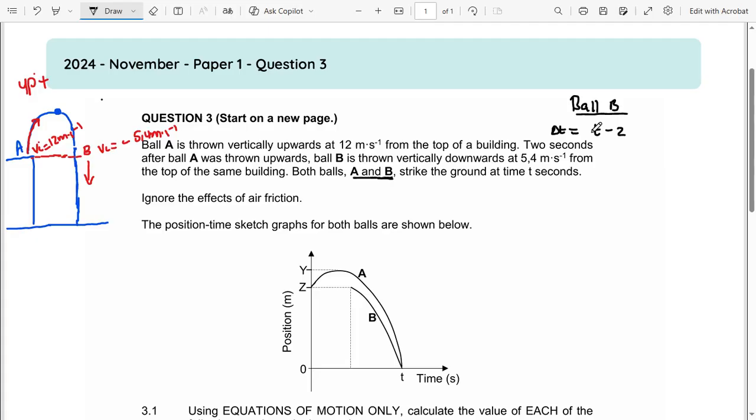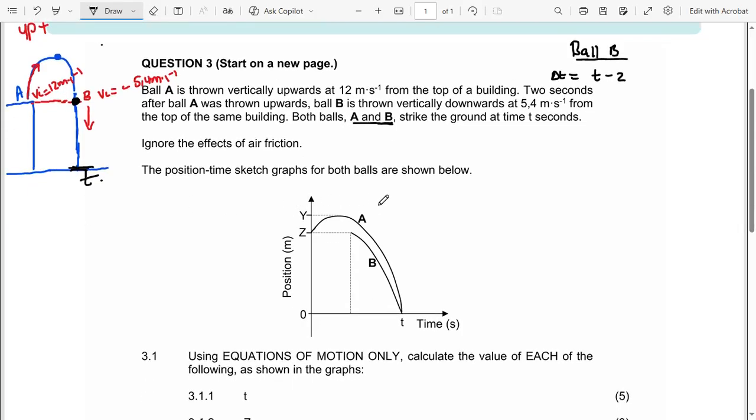So I'm going to say this again. Ball A is projected up at 12 meters per second. 2 seconds after, ball B is projected down, but both of them reach the ground at time t. So to find the time that ball B was projected, we take the t, which is the time that they're going to reach the ground, and we subtract 2. Ignore the effect of air friction.